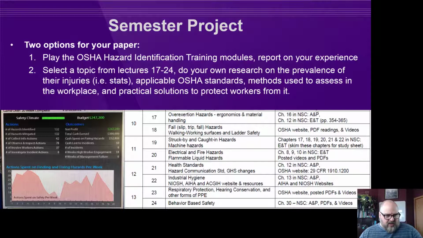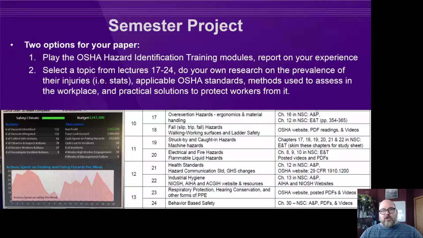I'm trying to see which one it is. I can't tell. But it lets you know what the safety climate was based on talking to workers and responding to their complaints, that you were able to prevent accidents. You're able to save the company money. And so I think it's really fun.